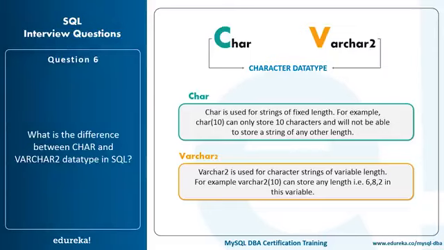For example, char 10 can only store 10 characters and will not be able to store a string of any other length, whereas varchar2 10 can store any length, that is either 6, 2, 8. It completely depends on the variable, right?